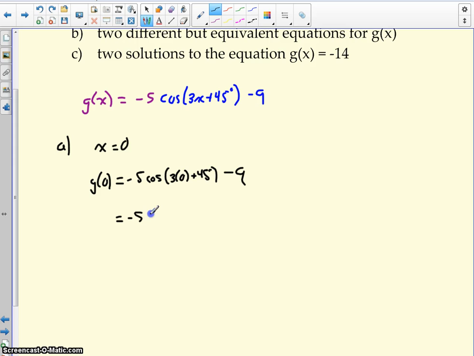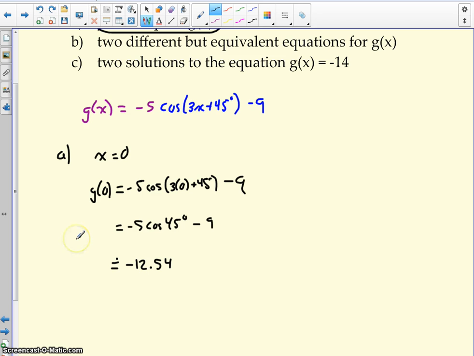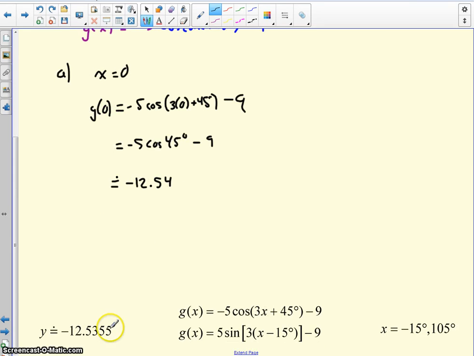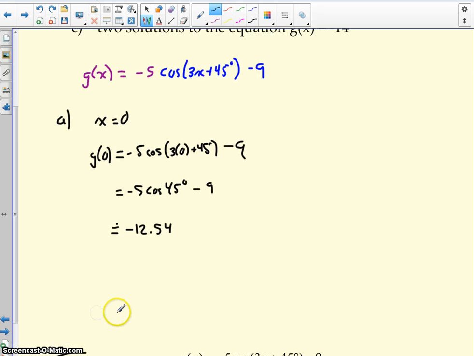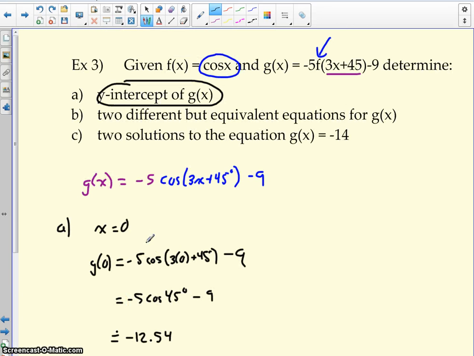We'll have negative 5 times the cos. 3 times 0 plus 45 is just 45 degrees. So I have negative 5 times the cosine of 45 degrees minus 9. Okay, so when I run that through my calculator, I get negative 12.54. Okay, which matches about what I got down here. Okay, so again, y-intercept, we haven't done that yet, but again, the idea does not change whether it's quadratic, linear, exponential. Y-intercept, put in x equals 0.